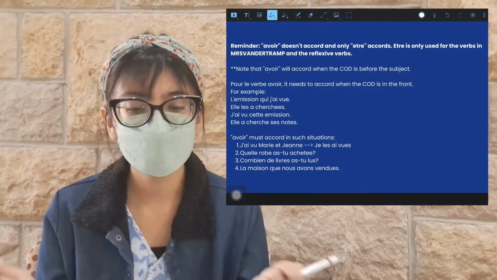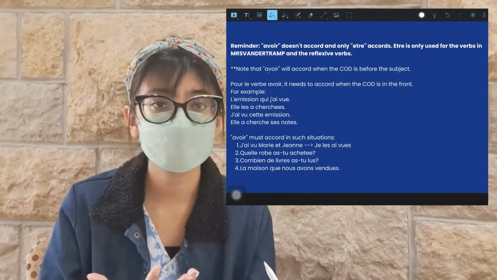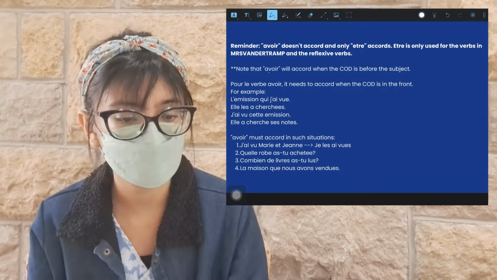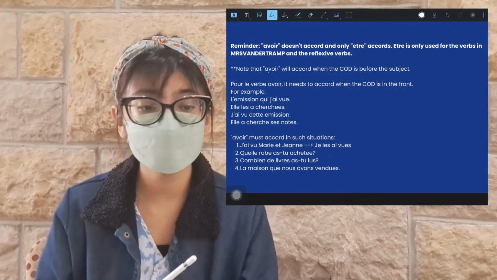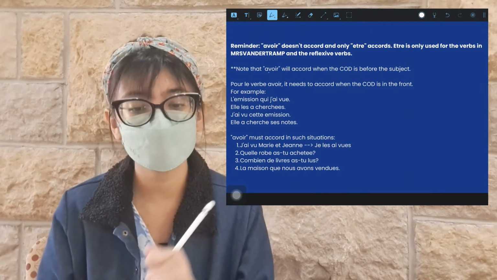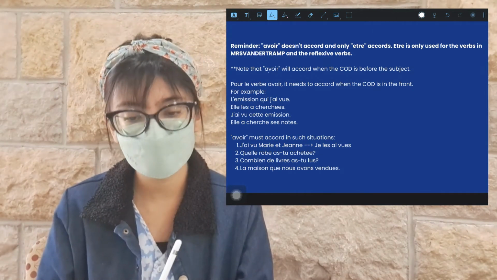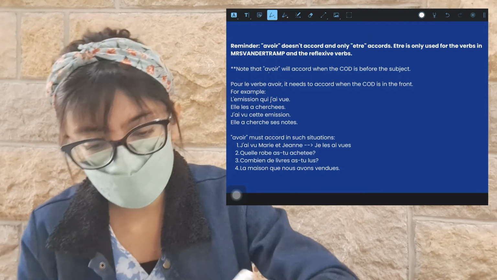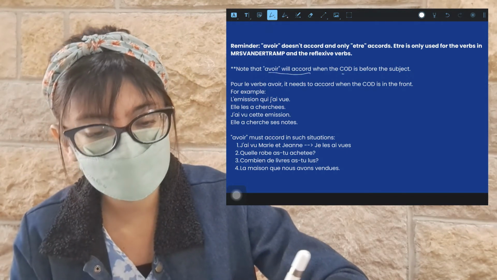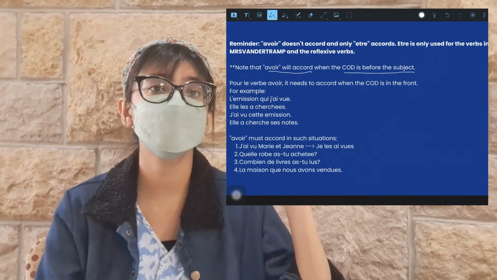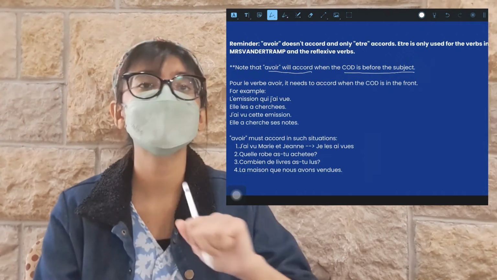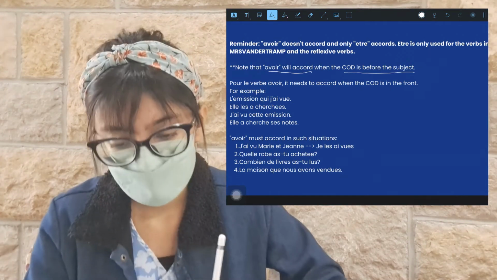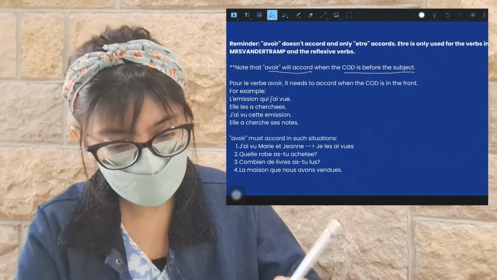Okay, so a quick reminder that avoir never accords with the subject and only être will accord. Être is used for the verbs in the Mrs. Vandertramp list and the reflexive verbs as well. So avoir will only accord when the COD is before the subject. If the COD is not before the subject, it will not accord. So I will give you some examples.